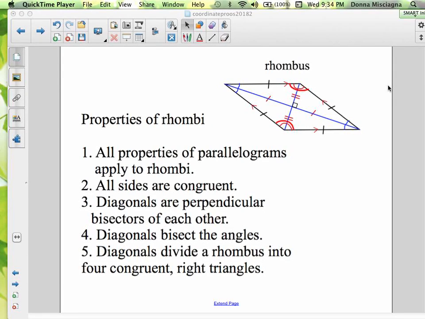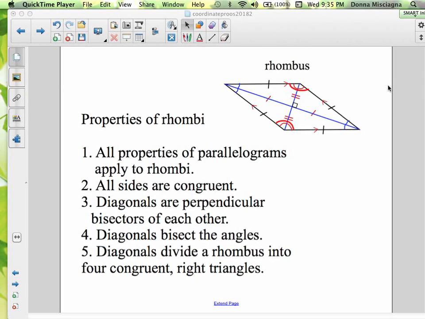The properties of the rhombi. So of course, all the properties of parallelograms apply to rhombi because a rhombus is a type of parallelogram. Rhombi, by the way, is just the plural of rhombus. Right? So that means that both pairs of opposite sides are parallel, both pairs of opposite sides are congruent, opposite angles are congruent, consecutive angles are supplementary, and the diagonals bisect each other.